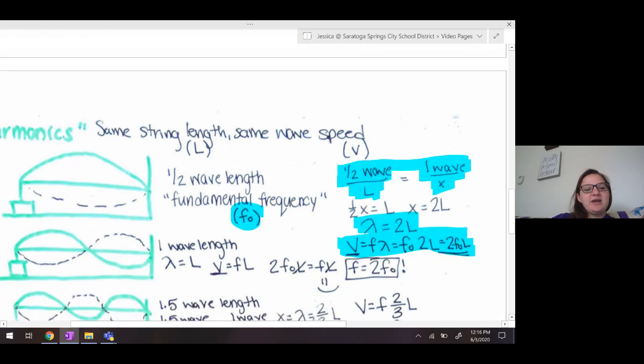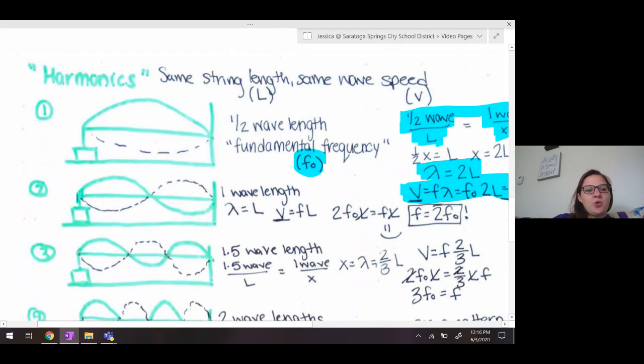Now let's say our picture, or what we're presented with, is this. Well, this is one wavelength, right? One sine wave. That means our wavelength, or lambda value, is L. So our speed is just whatever frequency this occurs at times L. Now, let's say we wanted to know if there was a pattern that would emerge between the fundamental frequency and the later harmonics. This would be considered the second harmonic.